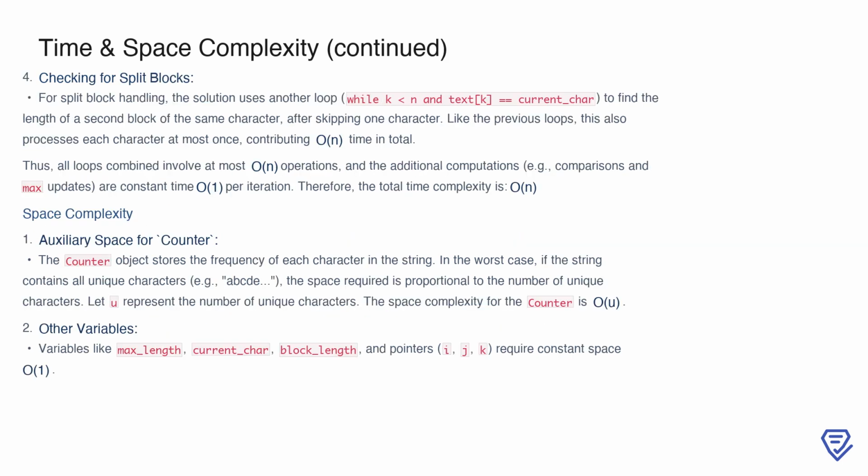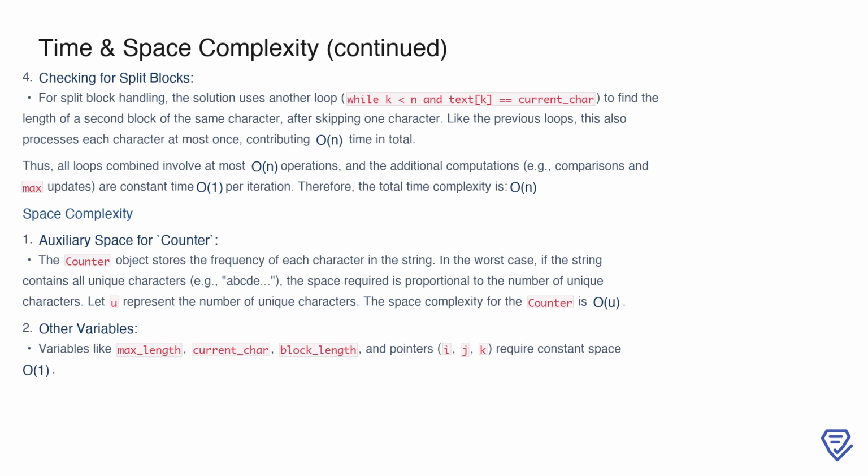Now, let's consider the handling of split blocks, where the algorithm checks for a second block of the same character after skipping one character. Here, another loop is used to measure the length of this second block. Like the previous loops, this step also processes each character at most once, contributing O(n) time. Combining all loops, we see that the total time complexity remains O(n). Finally, additional computations, such as comparisons and updates to the max value, are performed in constant time, O(1) per iteration. This confirms that the overall time complexity of the solution is O(n).